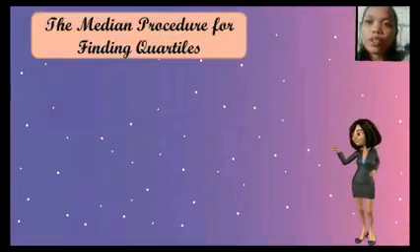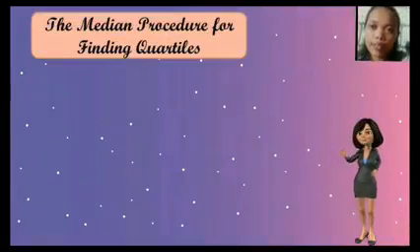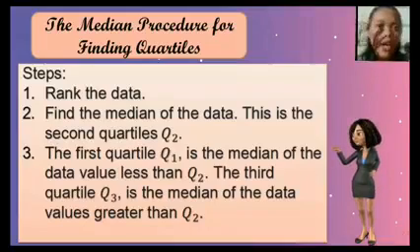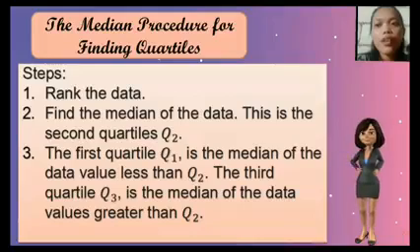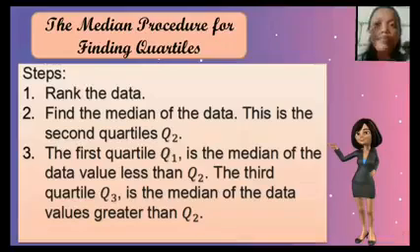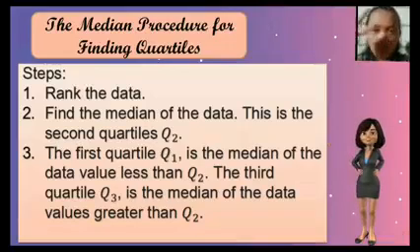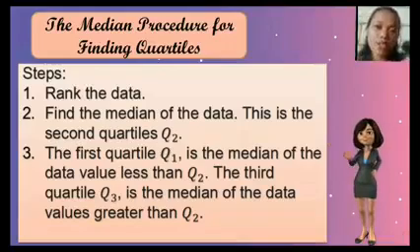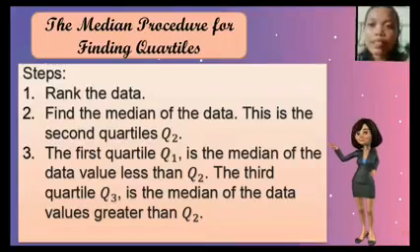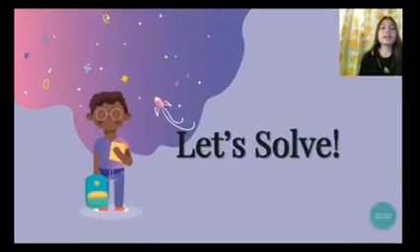These are the median procedure for finding quartiles. Step 1, we should rank the data first. Step 2, find the median of the data, this is the second quartile. And third, the first quartile or Q1 is the median of the data values less than Q2. The third quartile is the median of the data values greater than Q2, which I have been discussing lately. For this time, we'll be going to solve a problem.